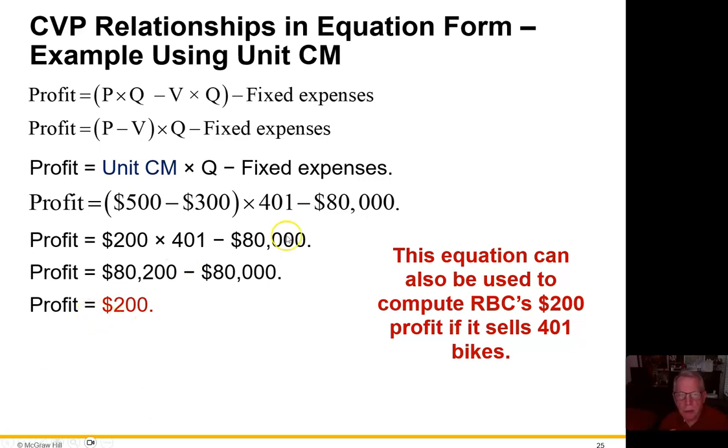Okay, so let's go do an example here. If we were to sell 401 bikes and make $200 per unit. So if we go down to our equation here is the $500 per unit selling price, the $300 per unit variable cost or expense, and there's your $200. We multiply that times 401 units and then subtract out the 80,000, and again it comes out $200 of operating profit.